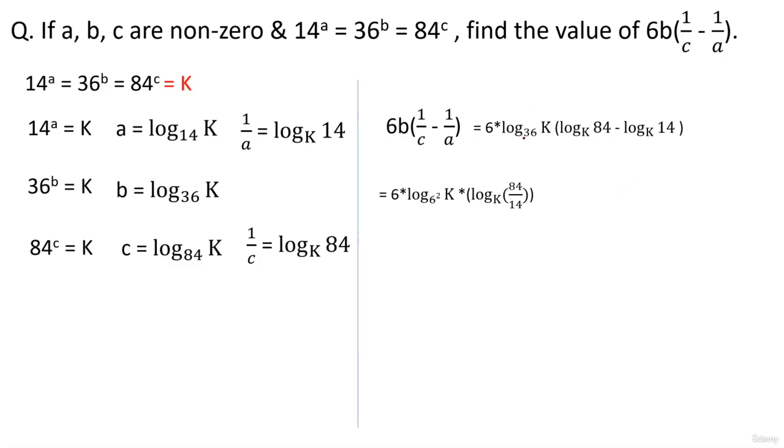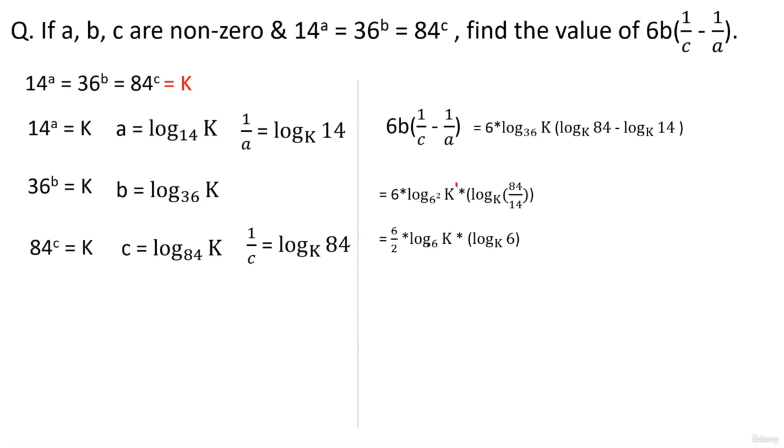Also, 36 is nothing but 6 squared, so we have written 6 squared here. Now here we have log of K to the base 6 squared. What is the power of K, guys? 1. And what is the power of the base? 2. So 1 by 2 comes out. So this will basically become 6 divided by 2, right? And 84 upon 14 is nothing but 6.